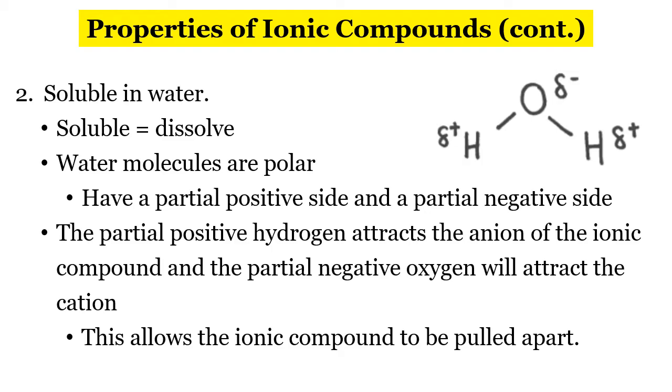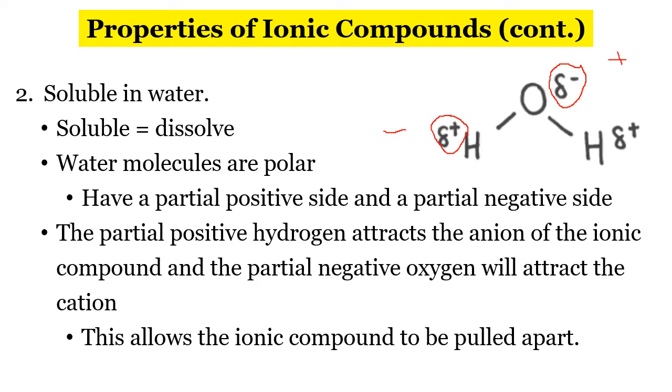Ionic compounds are soluble in water. Soluble means that they are able to dissolve. So you've got water molecules. Water molecules are polar. If you look at the drawing here, we have a positive end where our hydrogen atoms are, and then we have a partial negative charge on the oxygen. The partial positive attracts the anion of the ionic compound. Remember, the anion is the negative end, and then the partial negative of oxygen will attract the cation. Remember, the cation is the positive end.